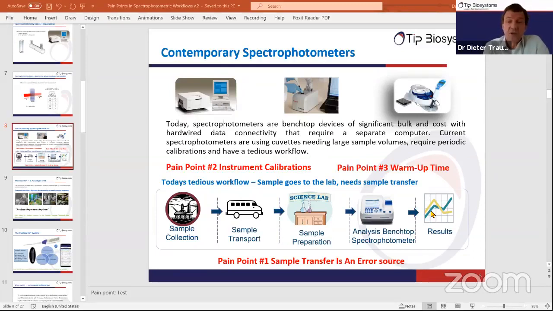And during sample transport, there might be some error, a systematic error. In case you would have, let's say, algae in your sample, they could still grow, and during the transport your sample is changing. In the lab, your measurement is very accurate, but unfortunately your sample has already changed. So this is one of the potential error pain points that comes with this workflow. Okay, thank you.